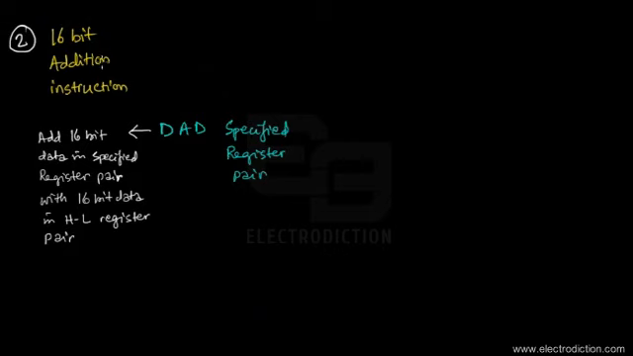Here we have the 16-bit addition instruction, known as DAD. Sounds kind of weird, I know, but that's what it's called. This instruction means add the 16-bit data in the specified register pair, which is its operand, to the 16-bit data that is contained in the HL register pair. Let's highlight this with an example.